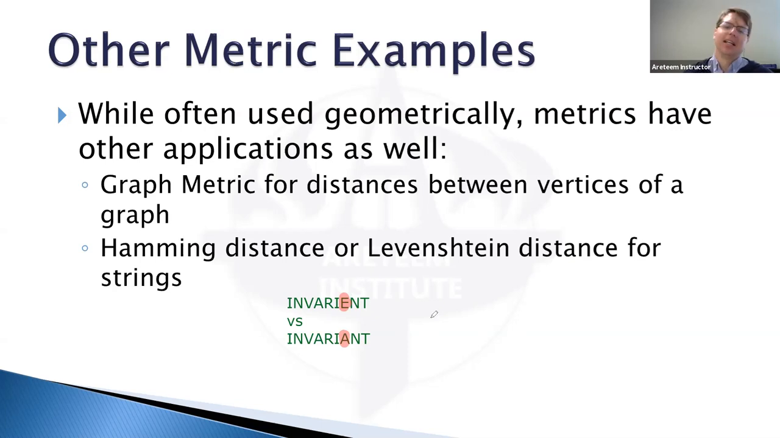Hamming distance is one way to do this. Levenshtein distance is a more complicated way, because what if you are missing letters or you have different lengths of strings? The Levenshtein distance can deal with that. Hamming distance cannot deal with that. But there are lots of different examples you can do metrics with as well.